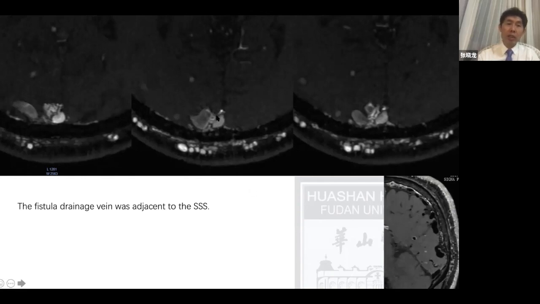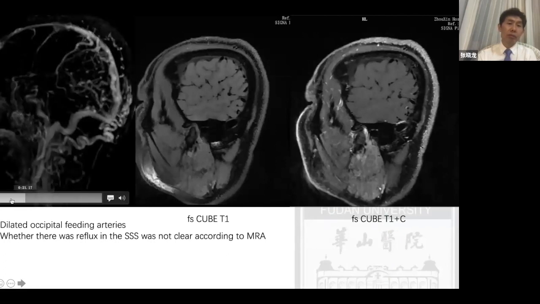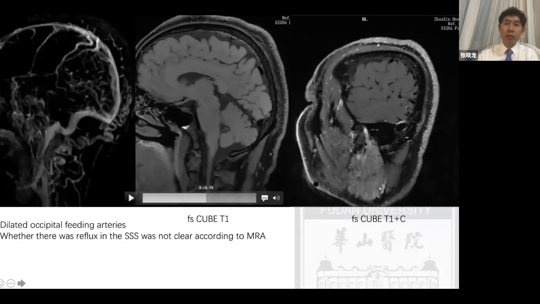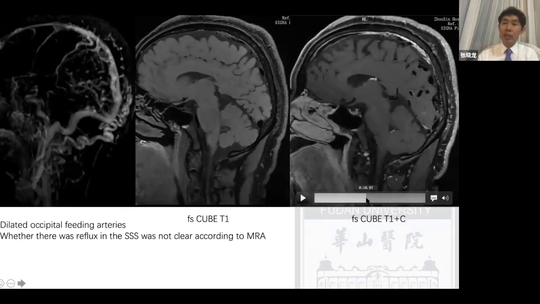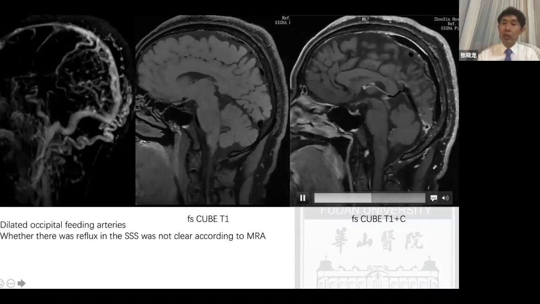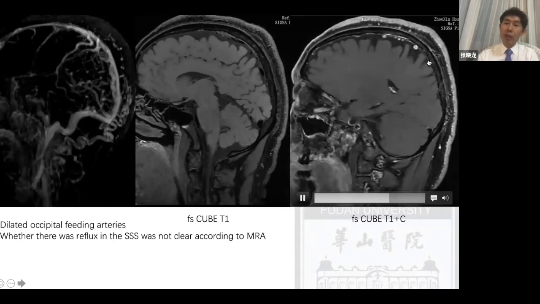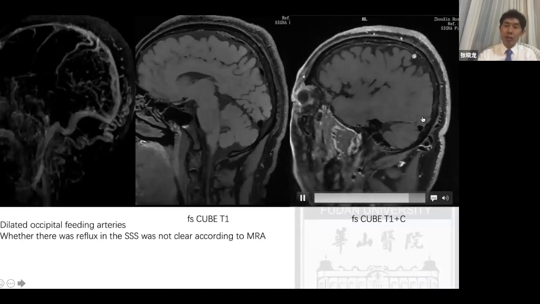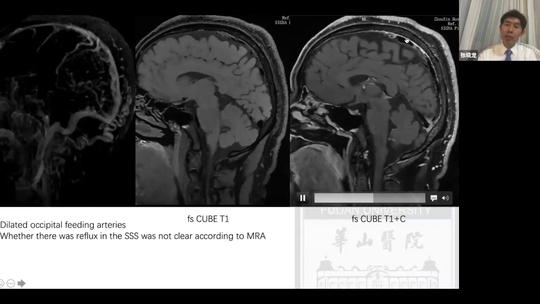Just adjacent to the superior sagittal sinus. And from the enhancement, we can see that the sinus wall was enhanced very much. Maybe that is the damage from the high pressure or from the inflammation or something else. Anyway, it's abnormal. It's not the normal enhancement of the dura.